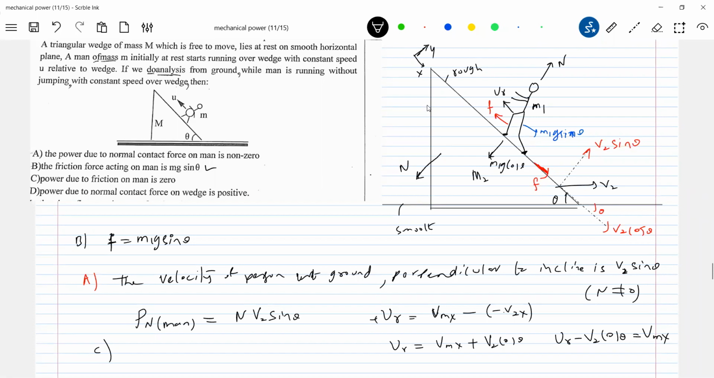And what is the power by the friction? The power by the friction on the man should be equal to how much? F into Vmx. I think it's non-zero, no? It cannot be zero. With respect to incline, it should be zero, because the foot will not have any displacement at that instant. Static friction is acting. With respect to ground, it should be non-zero.